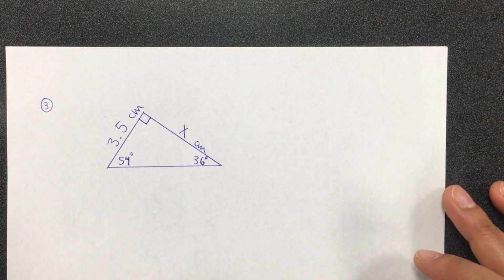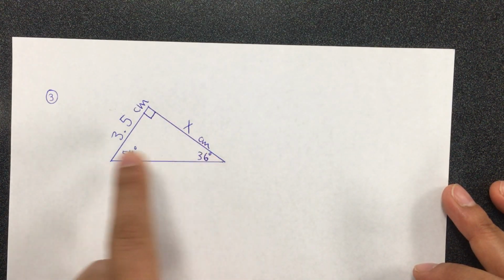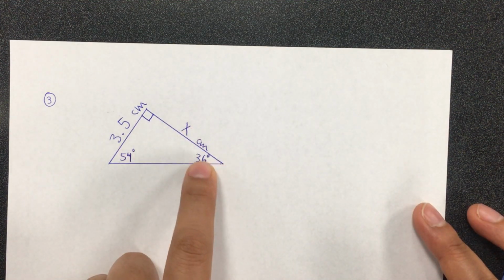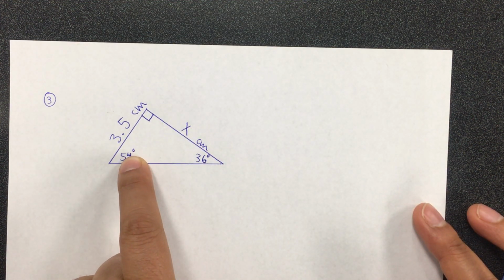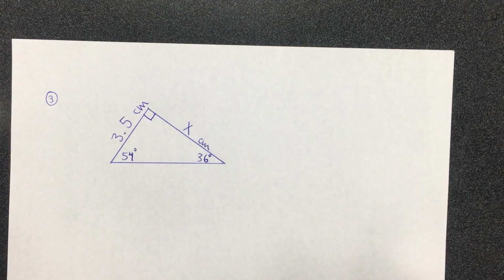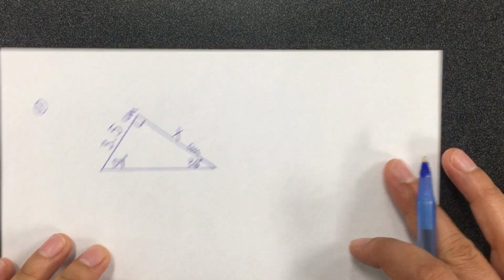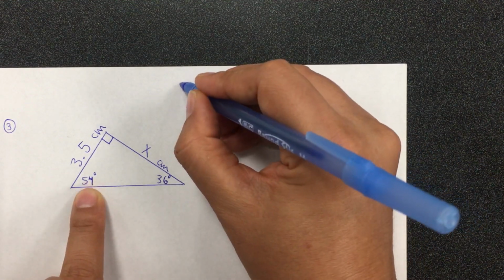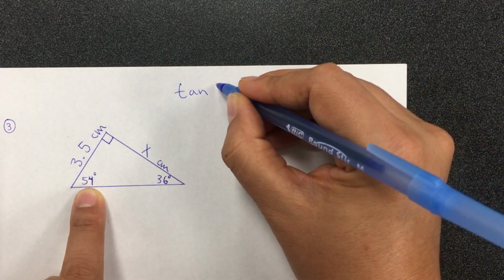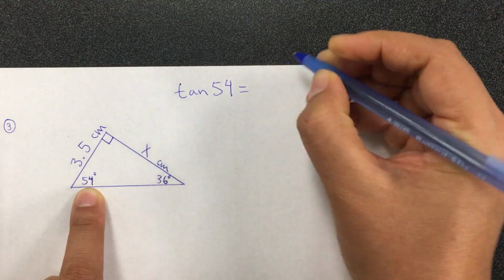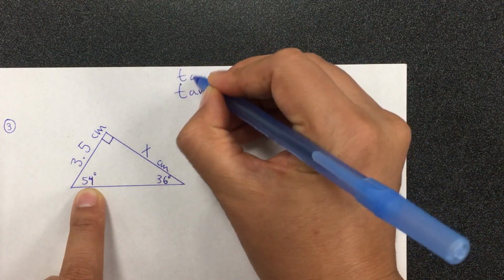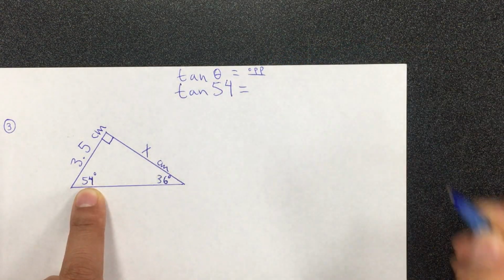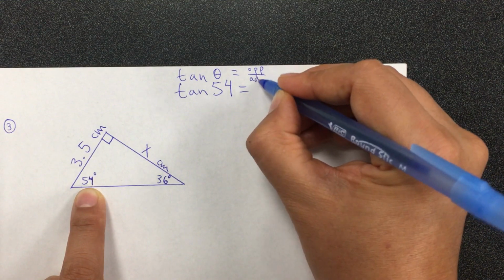In here, it's a little more tricky because you have all 3 angles and you can actually find the measurement of x using this angle or this angle. Okay, so we'll see. I'm going to show you both ways. So if I use the 54, it's going to be tangent of 54 is equal, and the formula, tangent of theta is equal to opposite over adjacent.